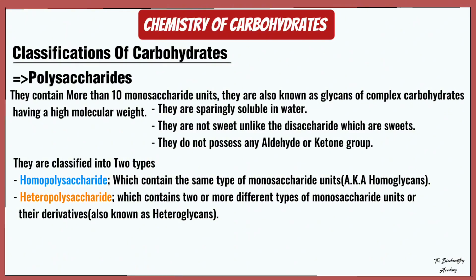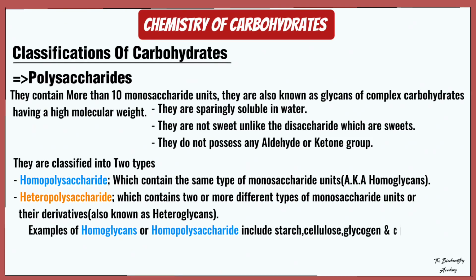Now, let us look at the examples of these homoglycans or homopolysaccharides. They include the starch that we mostly hear about. Starch is an example of a homopolysaccharide. Then another example is cellulose. Then glycogen is also an example of a homopolysaccharide. If you remember, glycogen is the storage form of carbohydrates. Then we also have chitin.